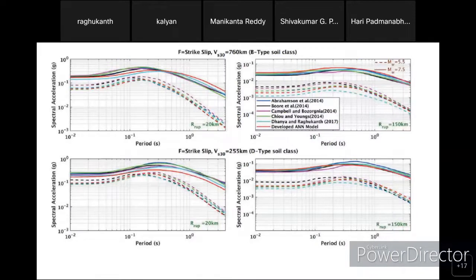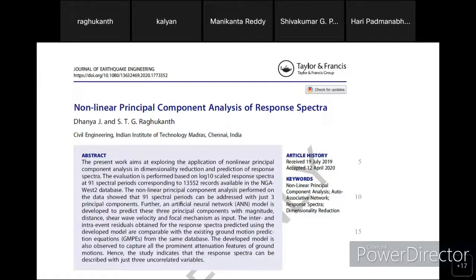And of course, this also works if you compare with the data, the original model. Reducing the dimension and then predicting those PCs works fantastic, and it gives very good results. If you do hazard analysis, you will also get confidence and nice values with these numbers. This paper is also available in the Journal of Earthquake Engineering. If you want to know more details, I will be sharing it with Kalyan, and of course, it is available on the web itself. So you can see these articles also.